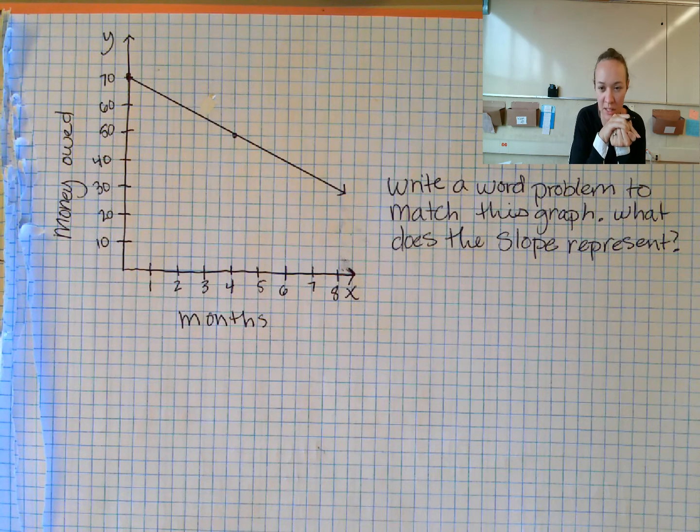So pause for a minute, take a look at this graph, and what could the context here be? I want you to make up a context. And then I want you to think, what does the slope represent in that context? Give it a shot.